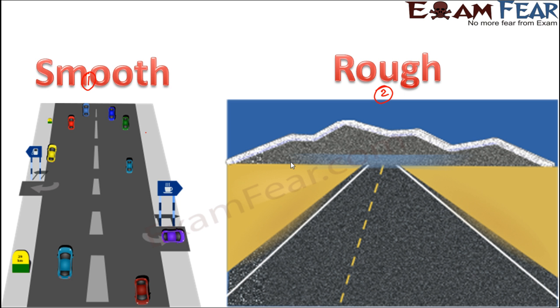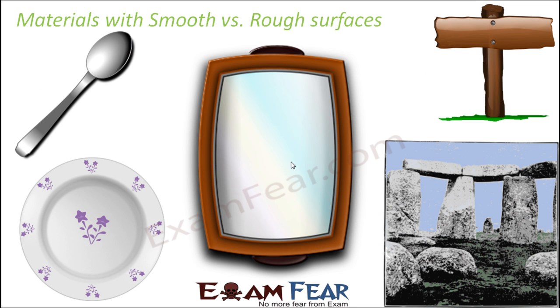Let's look at examples. When you talk about materials with smooth and rough surfaces, think of a mirror. A mirror has an extremely smooth and shiny surface, because of which reflection of light can take place, and that's how we are able to see our images in the mirror. Similarly, if you think of a stainless steel spoon, that also has a very smooth surface, and that also acts as a mirror to some extent. You think of a china bone plate, that's also a very smooth surface, even though it is not shiny enough.